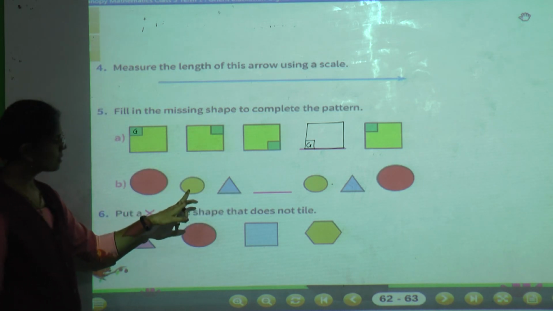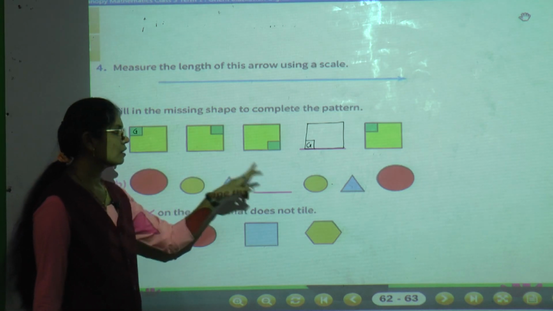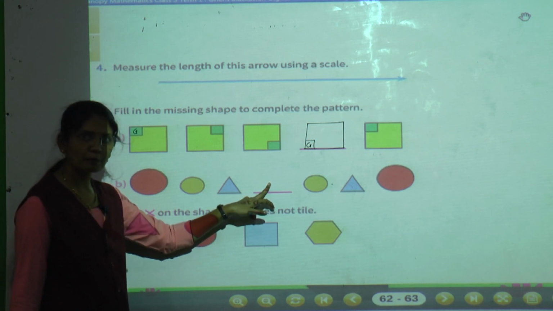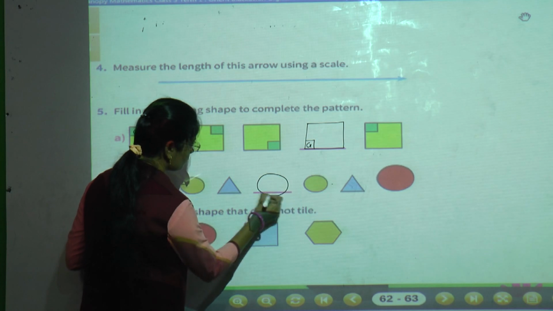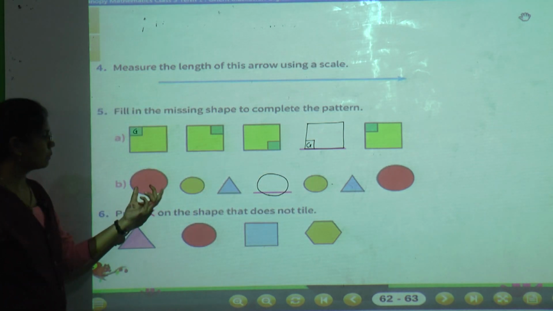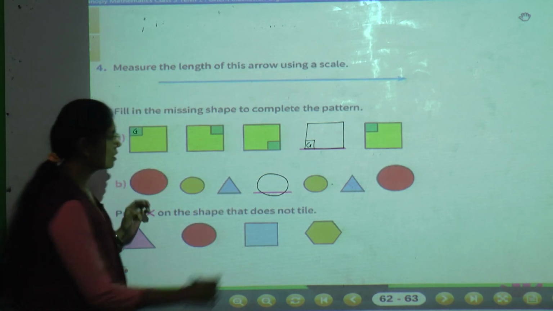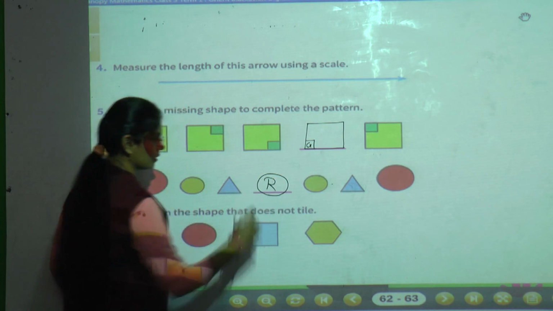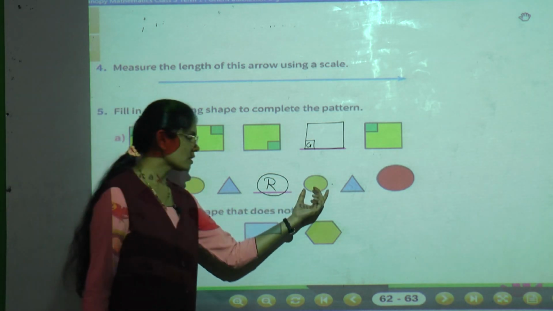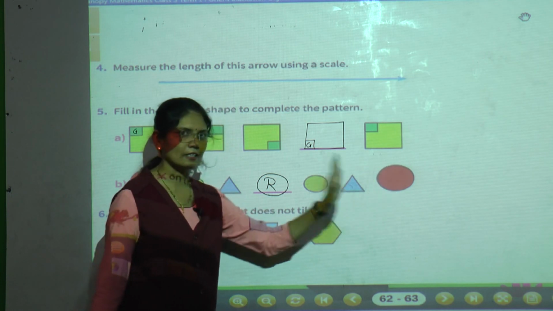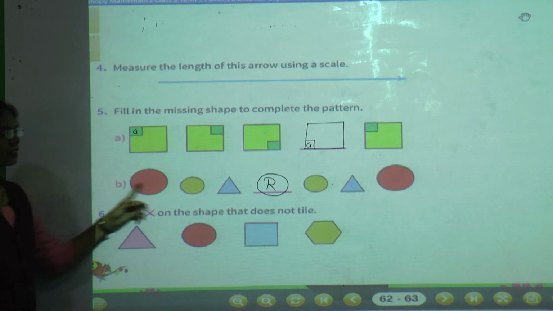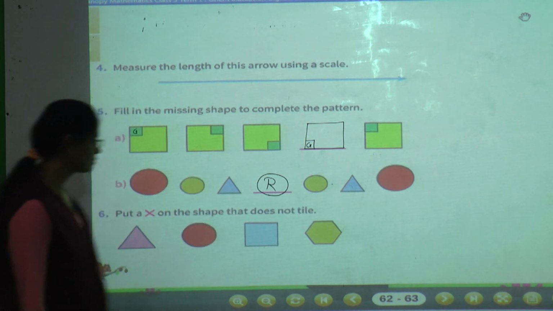Then big circle, small circle, triangle, then which shape will come here? Yes, here we should draw a big circle. And what will be the color of this circle? It should be red in color. Then small circle, triangle, again big circle with red color. So in this way complete this pattern also.